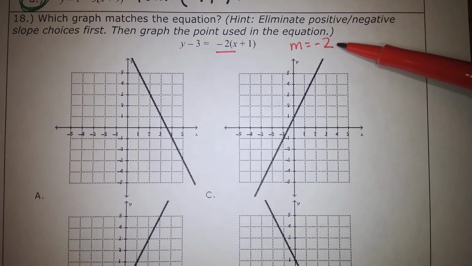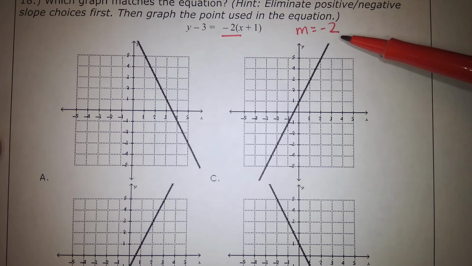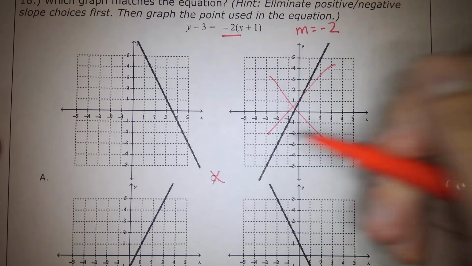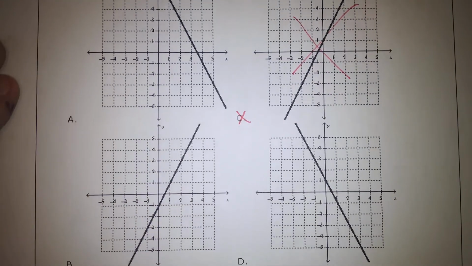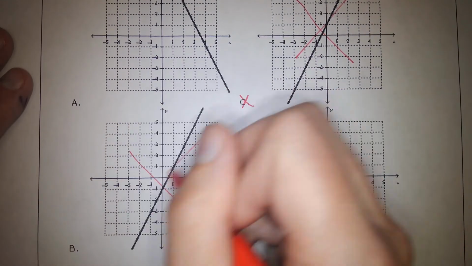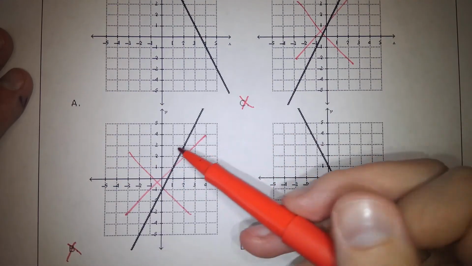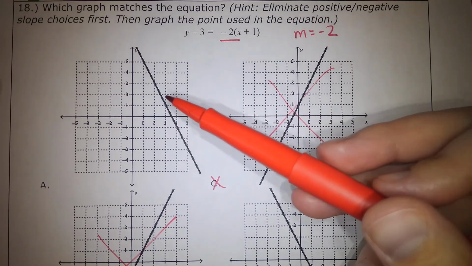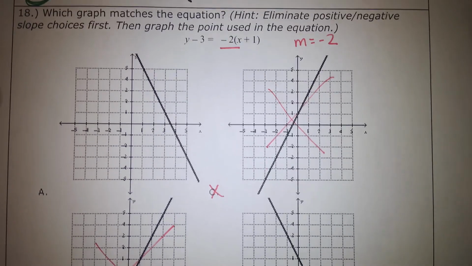If our slope is -2, that means it has to be decreasing. So this guy, C, cannot be the right answer. Neither can B down here, right? Because those are both positive slopes. We're looking at negative slopes, all right? So it's either got to be this A or this D.